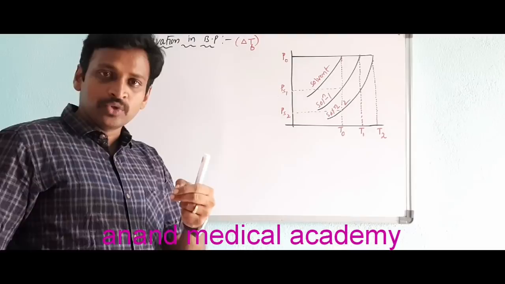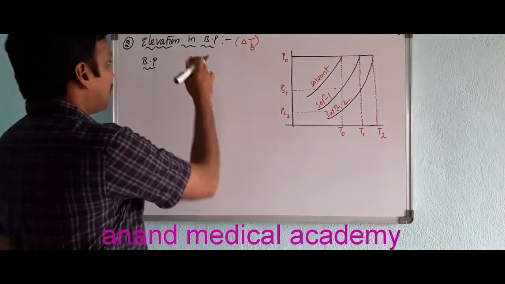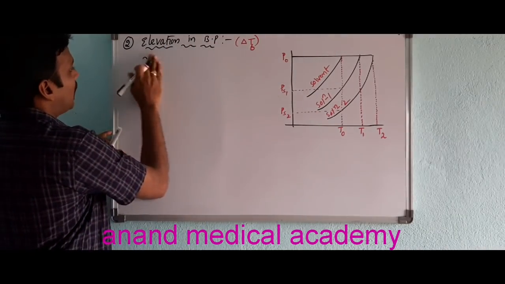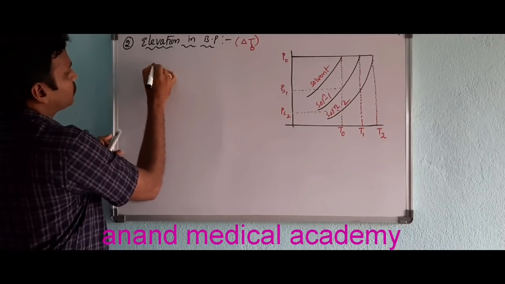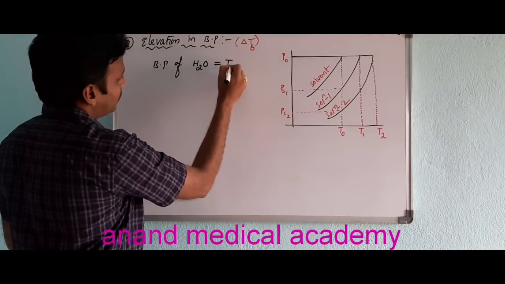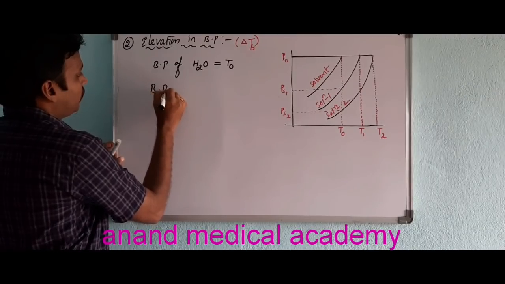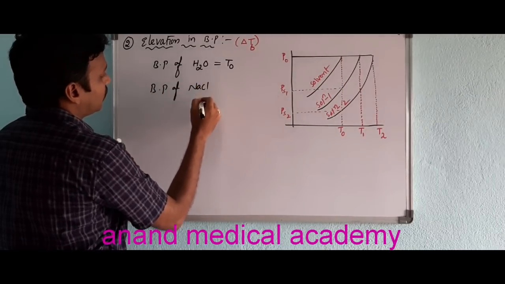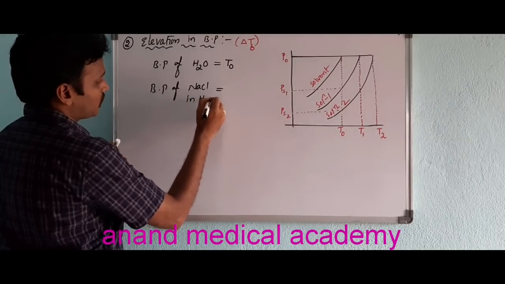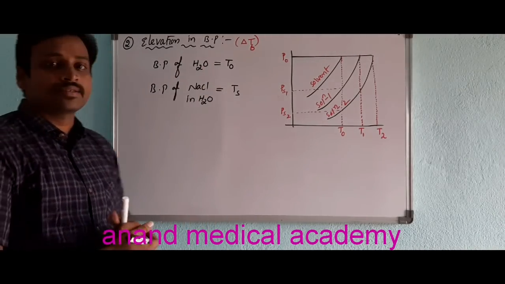Certainly, what happens if a solution consists of non-volatile solute? Boiling point will increase. That increase in boiling point is called elevation in boiling point. Suppose I will give you an example with a simple one. Boiling point of water, suppose, is T naught. Naught means solvent, remember this. Boiling point of NaCl solution, NaCl in water otherwise, is Ts. Now my question, which is big? T naught is big or Ts is big?